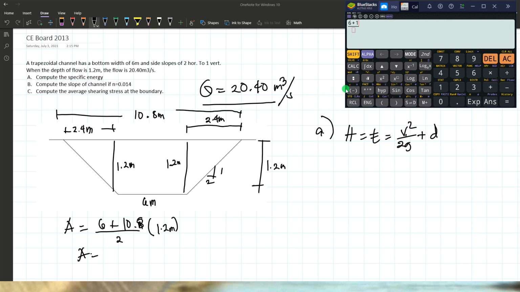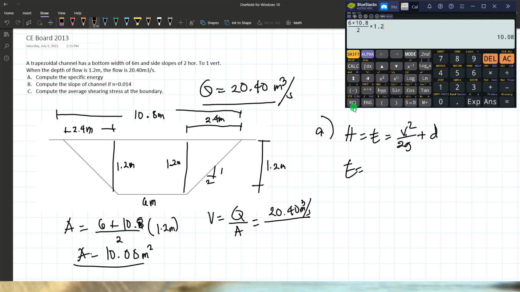6 plus 10.8 over 2 times 1.2. That's 10.08 square meter. So the specific energy needs the velocity. So let's determine velocity. That's Q over A. So 20.4 divided by area 10.08 square meter. So the velocity is in meter per second.